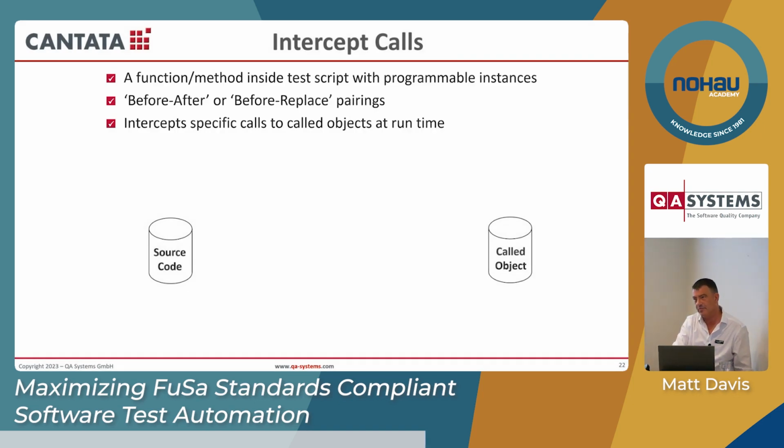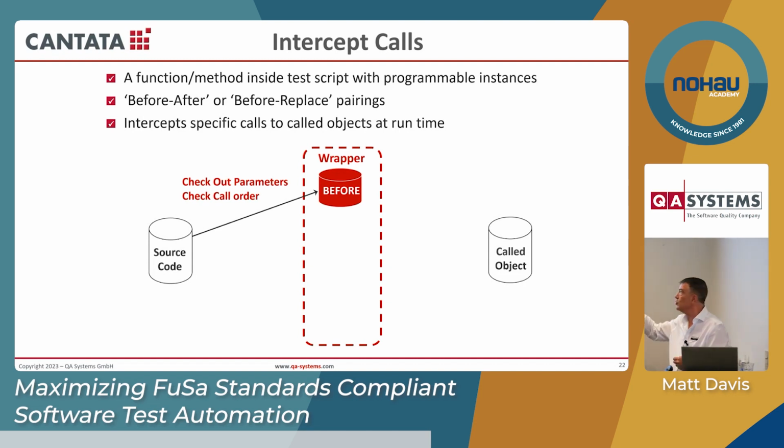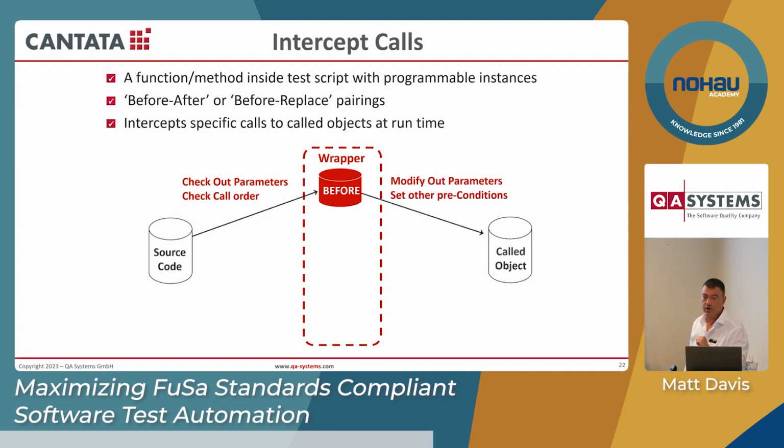Interception is slightly different. Interception is within the compilation unit boundary. Okay? So again, it can be done as a function with a before or after pairing, or a before or replace pairing of wrappers, and intercept calls specifically at runtime. So in this case, Cantata automatically inserts additional functions for you to have control. The before one does everything that a simulation does, but it also allows you to change stuff.